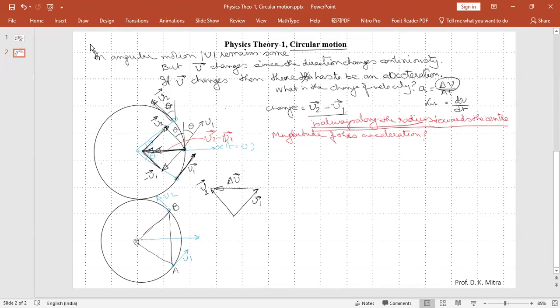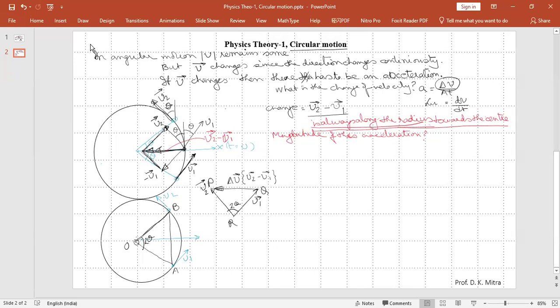Del v, within bracket I write this is v2 minus v1. Minus v1 is this vector. Let us consider this point as P, this point as R, this point as Q. Now from the triangle OAB and PQR, what do you find? This angle is also 2 theta. This angle is also 2 theta. And this is an isosceles triangle. This is also an isosceles triangle.